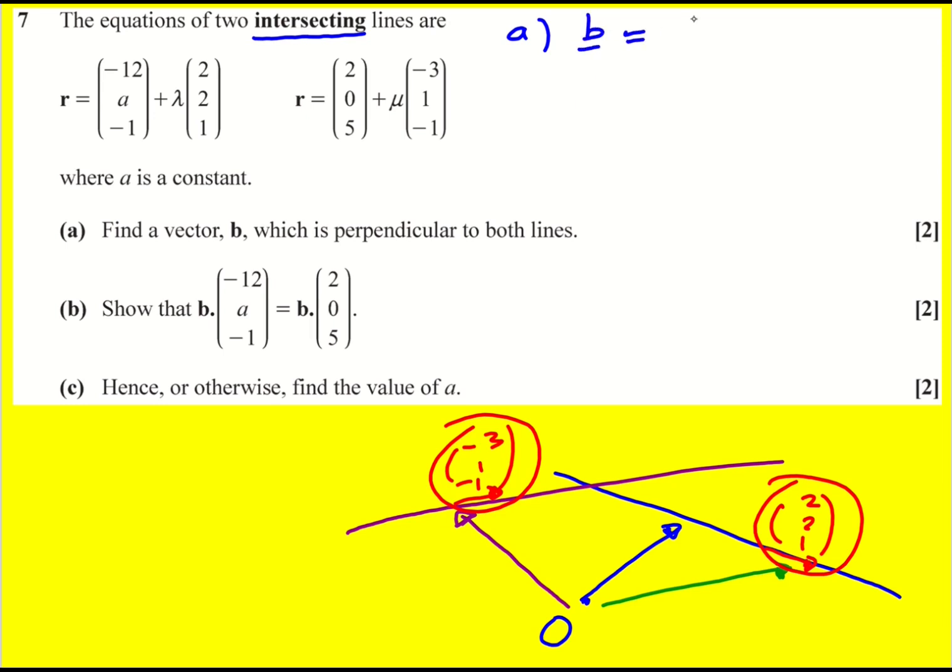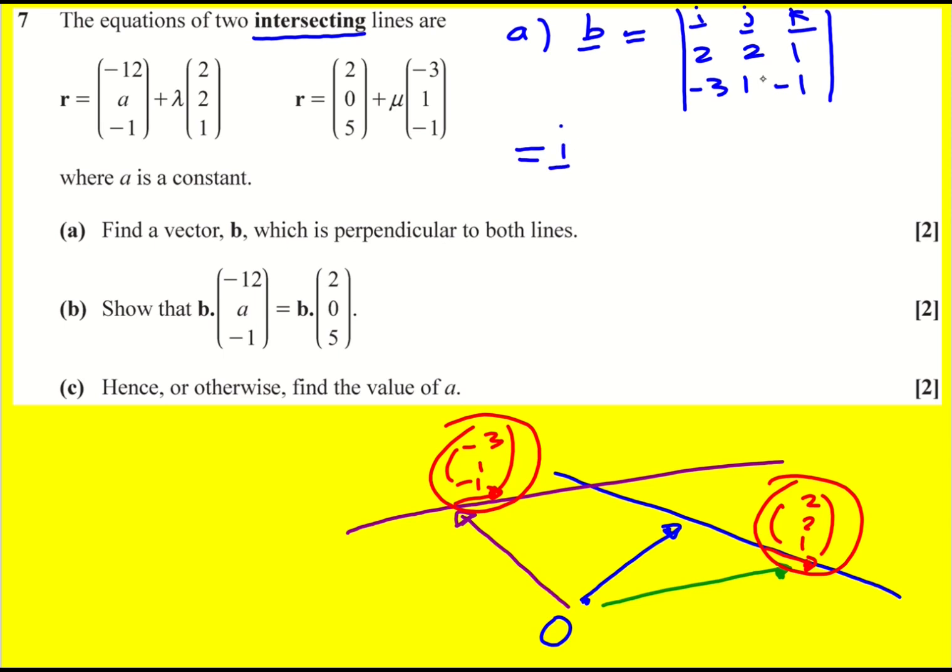B is going to be, we can write it as a determinant, i, j, k are 3D vectors, and then I'll just put in 2, 2, 1, that first direction vector, along the second row, and then minus 3, 1, minus 1. This will necessarily give me a vector that's perpendicular to both lines. I'm not proving it here, but it is necessarily true and something to remember.